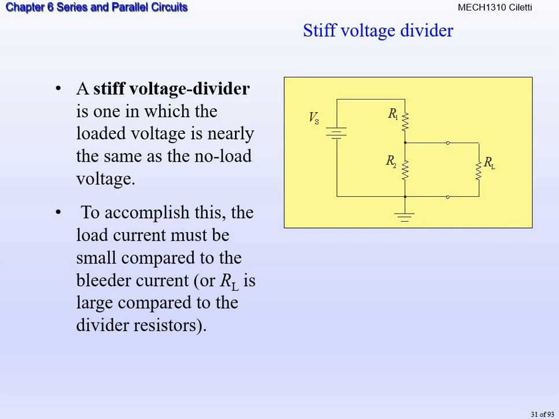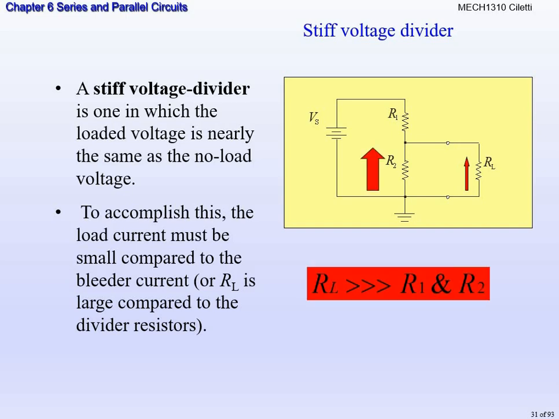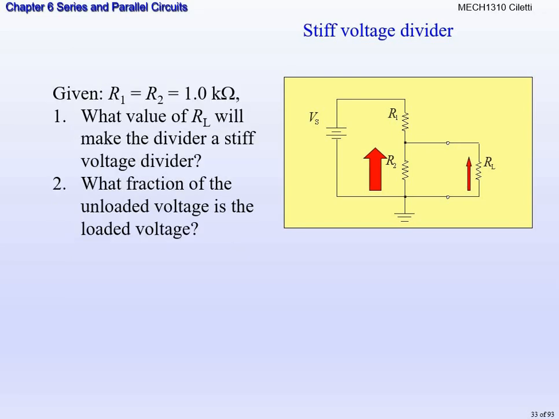So if we didn't have RL on there, and we calculated the voltage drop across R2, and then we add RL on there, we want the voltage drop across R2 to still be the same. So we have to find a value of RL, and it's a really high one, so that we are not impacting the voltage drop. So that's really what a stiff voltage divider is. Okay, so we have to make sure that RL is really big, and we will not impact the voltage drop there.